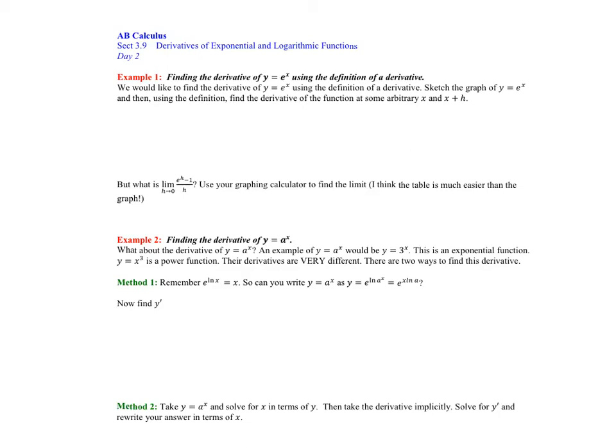AB Calculus 3.9, day number 2, derivatives of exponential and logarithmic functions.